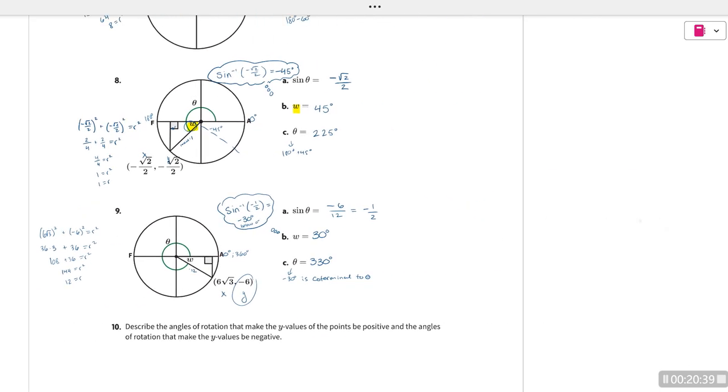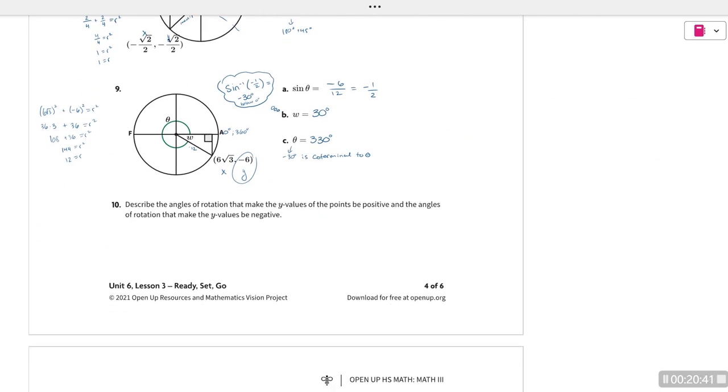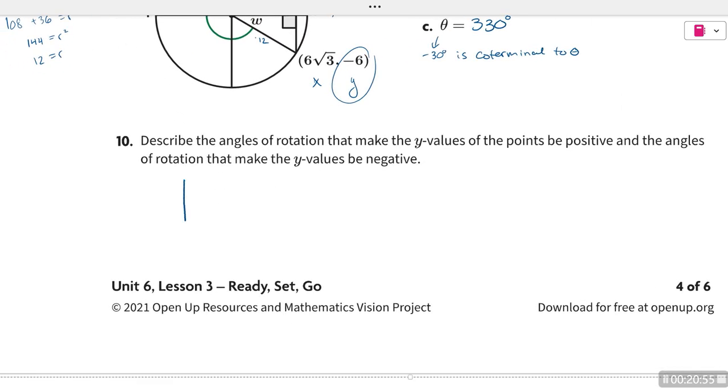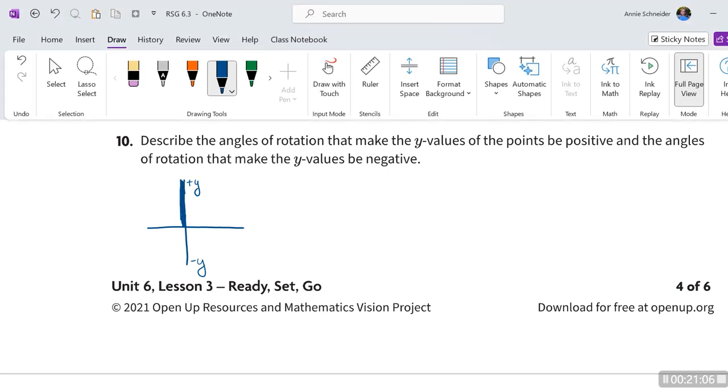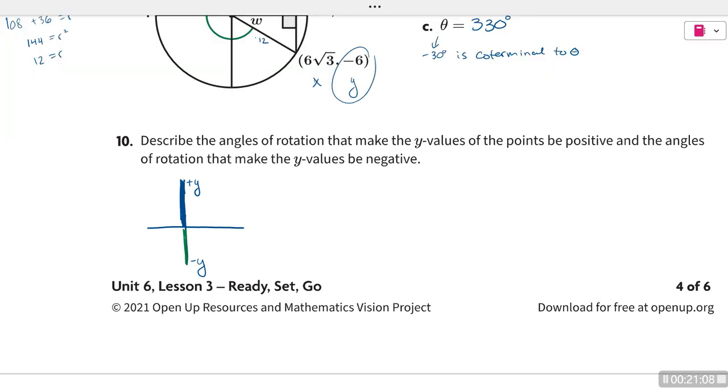Okay, question 10. Question 10 says, describe the angles of rotation that make the y values of the points positive and the angles of rotation that make the y values negative. So let's draw a little grid here. Here's our positive y's, and here's our negative y, right? The positive y-axis, and let's color coordinate a little bit, and our negative y-axis. So that's negative y.